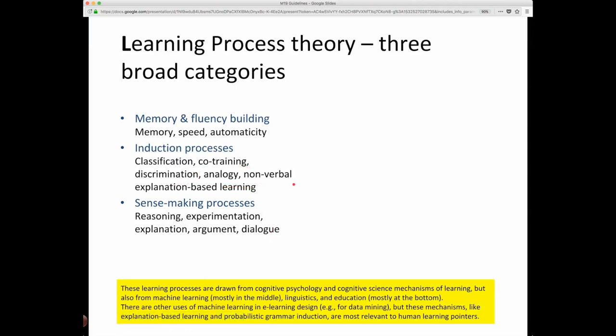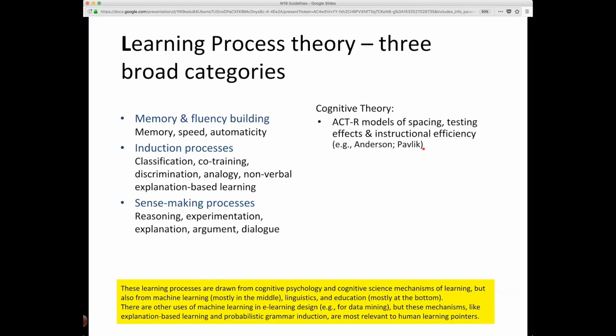Linguistics is another source. There's a lot of research about dialogue and education, a lot about classroom support for argumentation. Much of this comes from the cognitive psychology literature. There is cognitive theory about memory and fluency. I've certainly been highly influenced by the ACT-R theories of John Anderson. Phil Pavlik has done great work on mapping those theories more specifically into instructional design.